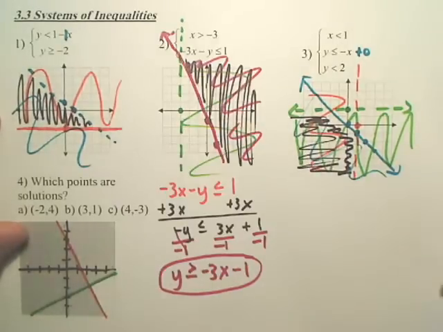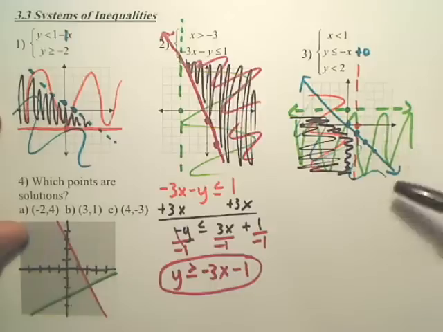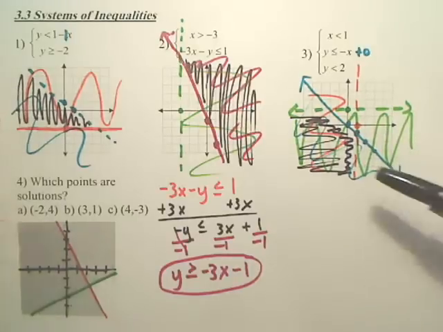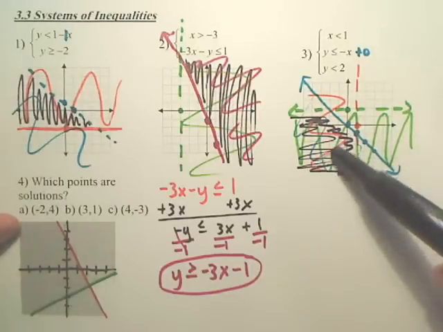There's a whole bunch of regions here. Like this region right here is just green. This one's blue and green. But this region's all 3. And that's the solution.